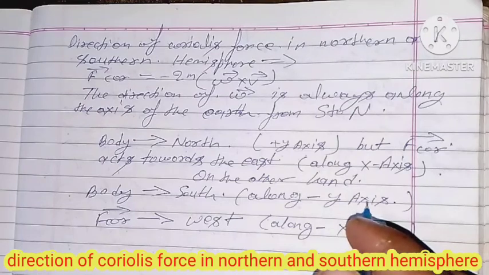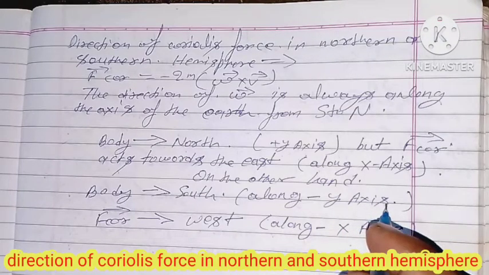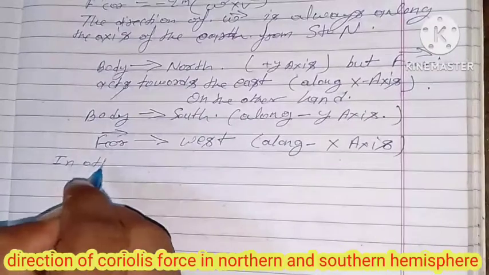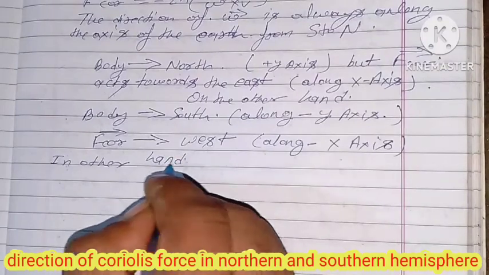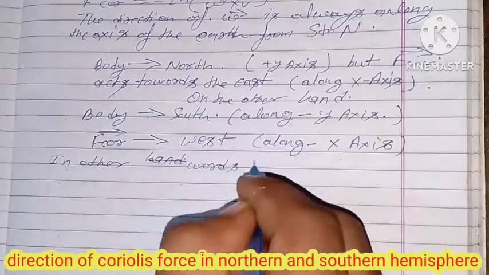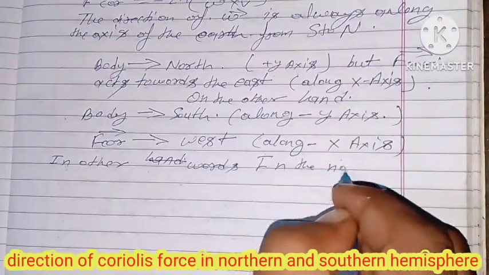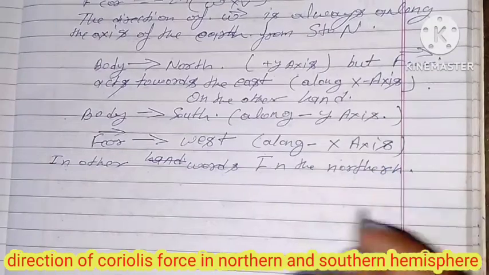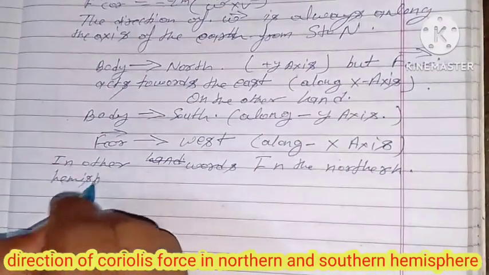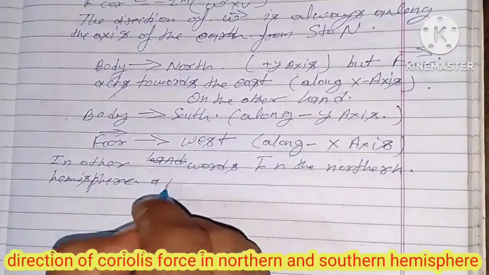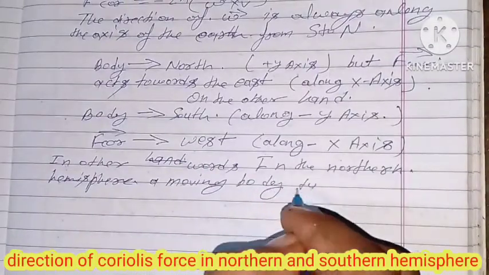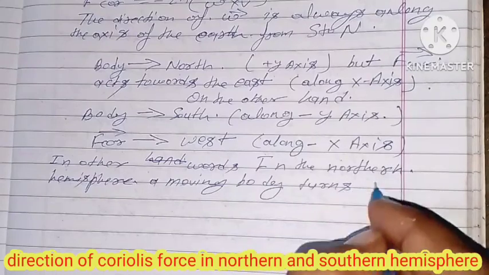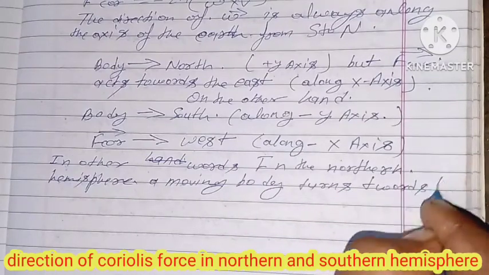In other words, in the northern hemisphere, a moving body turns towards the right.